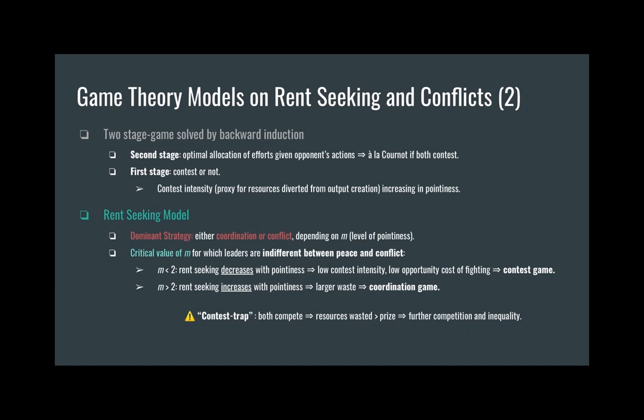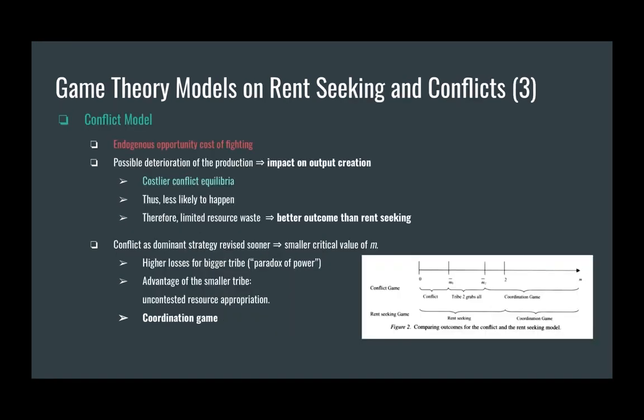Both tribes will compete, and resources wasted will surpass the value of the prize, leading to further competition. In the conflict model, the opportunity cost is endogenous and production deterioration is possible. Conflict equilibria are costlier, therefore less likely to happen, which may get a better outcome than rent-seeking, limiting resource waste. The larger tribe would face higher losses, and the critical value of pointiness for which conflict is strategically dominant is reached sooner, paradoxically to the advantage of the smaller tribe.